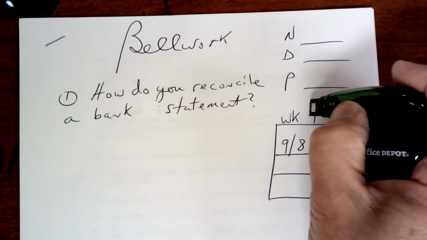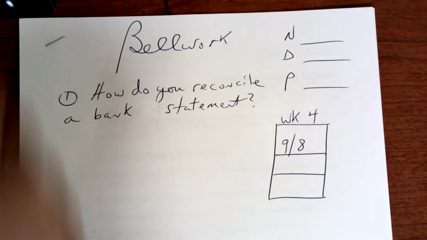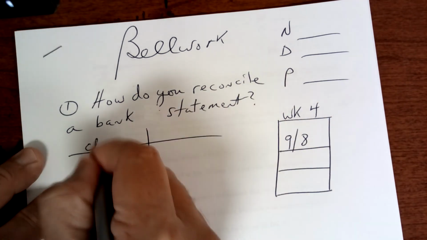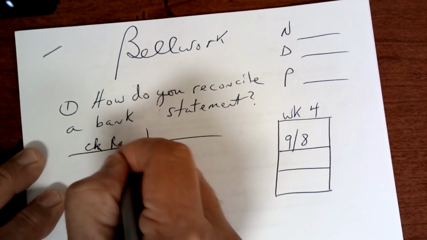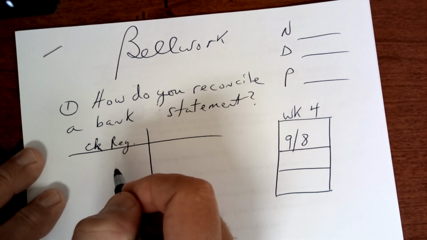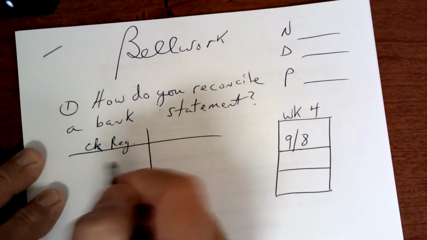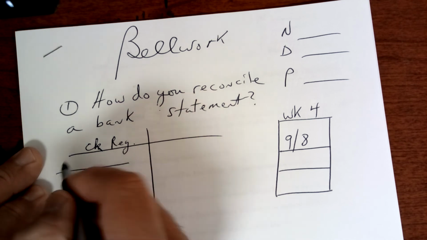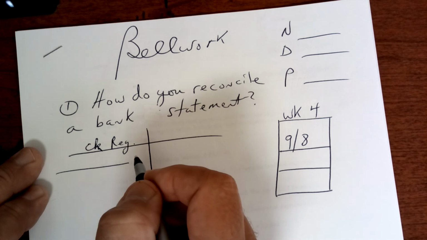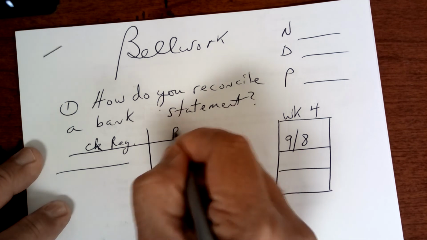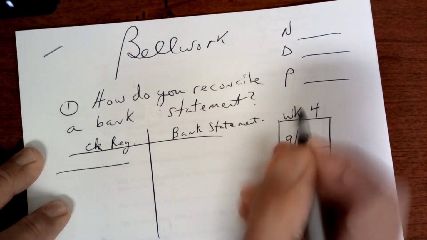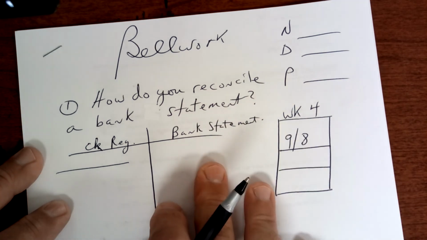Let's take a look. How do you reconcile a bank statement? Well, you have two things going on here. You have a check register, which is what we're going to do today. And that's current. That's you filling it in. Every time you write a check, you log it in. You put the check number, the amount, where you did the check. But by the time you get the bank statement, it is not current. So there are some outstanding balances.